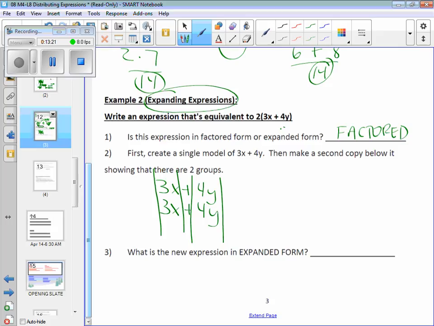Skylar, how many total x's? Aiden, how many total y's? Very good. Factored form, expanded form.